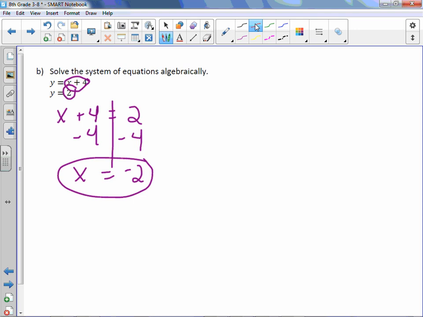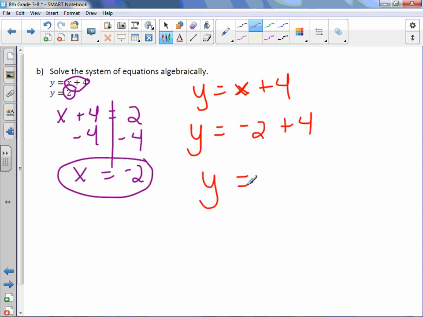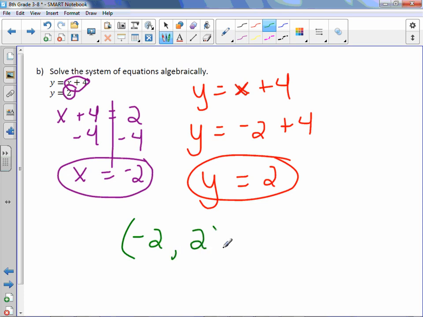Pick an equation. Let's choose the first one. y equals x plus 4. And let's plug in negative 2 where x is. y equals negative 2 plus 4. y equals, well, negative 2 plus 4 is 2. And write your solution as an ordered pair, x coming first, negative 2, comma positive 2, and that's the solution.